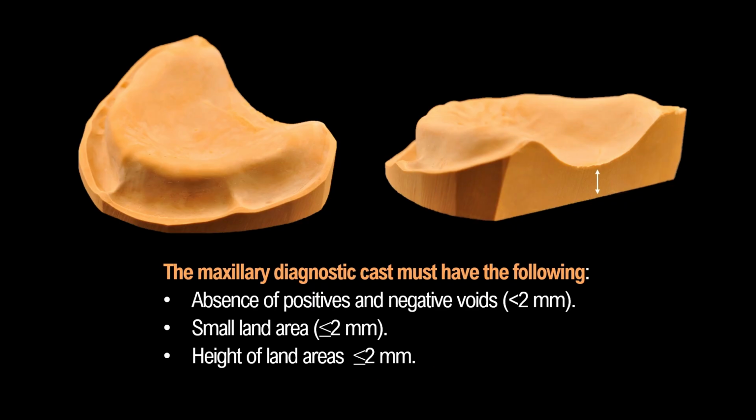The height of the land area should be equal to or less than 2. This is because we need to see the vestibule completely when we're fabricating the custom tray. So the thickness of your diagnostic cast posteriorly, this area should be around 8 to 10. So the angle anterior posteriorly, the ridges of your diagnostic cast should be parallel to the horizon, right? So this angle between your edentulous ridge and your base plate, they should be parallel to the horizon, all right?